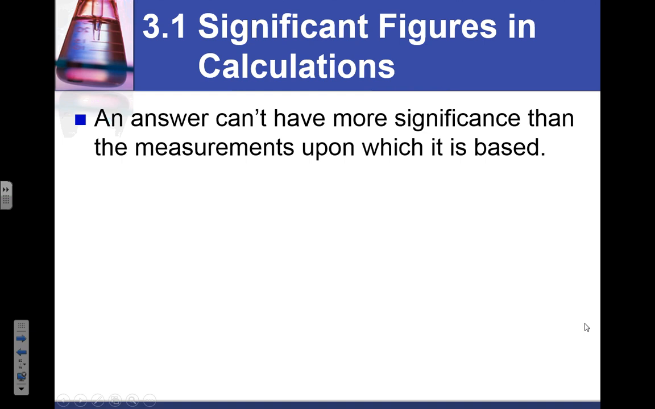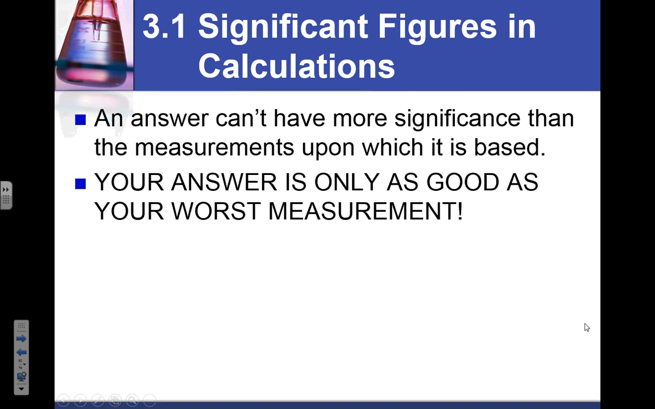Now, the fundamental idea is an answer can't have more significance than the measurement upon which it's based. So if you have a measurement with a limited amount of significant digits, and we use that in the calculation, that limited significance has to translate to meaning in how good of an answer and how precise of an answer that we can have. So your answer can only be as good as your worst measurement.